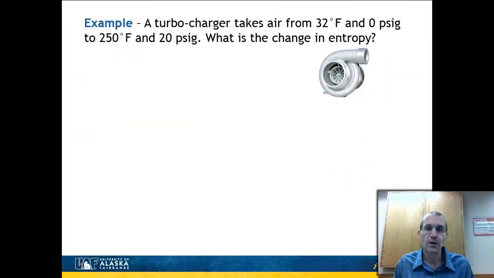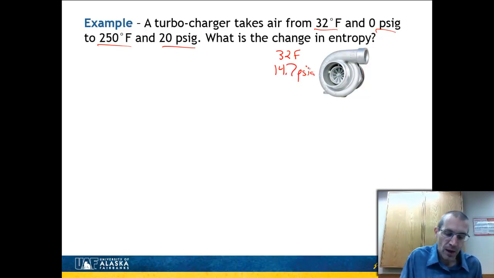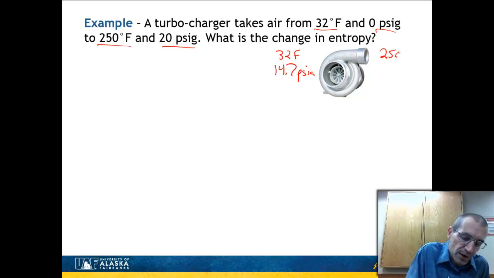So let's do a problem with a turbocharger. Imagine we have a turbocharger, and we measure the intake to the turbocharger and find it's coming in at 32 degrees Fahrenheit with no pressure, so 0 psi gauge. Then it pressurizes it to 20 psi gauge, but the temperature goes up to 250. So my intake is 32 Fahrenheit, and I'll write this in absolutes: 14.7 psia. And then the outtake is 250 degrees Fahrenheit, at 20 psig, so that's 34.7 psia.